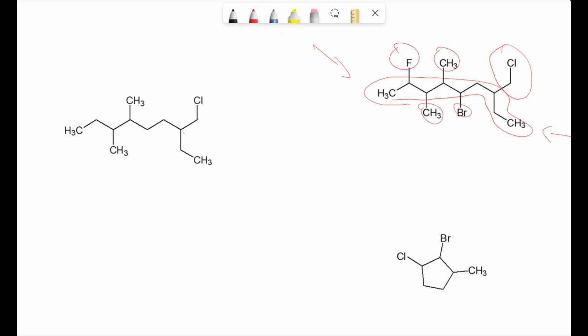1, 2 in is a fluoro group. 1, 2, 3 in is our chloromethyl group. So this side actually wins now from the fluorine group. And so if we were to continue, this is a nonane.